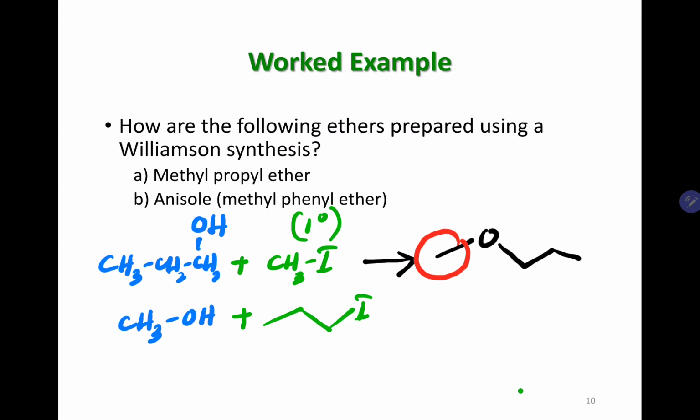Okay, so that is how you do it. So you will get one R group from the alkyl halide, and you will get the other R group from the alkoxide ion. Okay, so this is, let's say, R1, this is R2. Okay, you can get R1 from the alcohol, and then you can get the R2 from the alkyl halide, or vice versa.